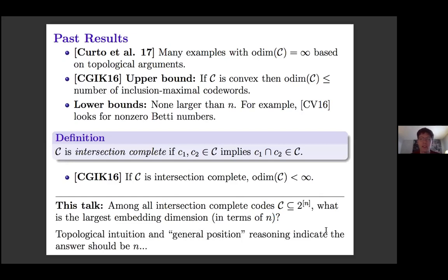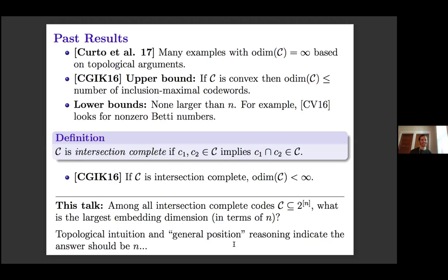And the topological intuition from these past results, and also just from other classical discrete geometry results, as well as maybe just vague intuition about general position and things like that, indicate that maybe the answer to this question should be that the open embedding dimension can never get larger than the number of neurons. But if you read the abstract, you know that will not end up being the case.